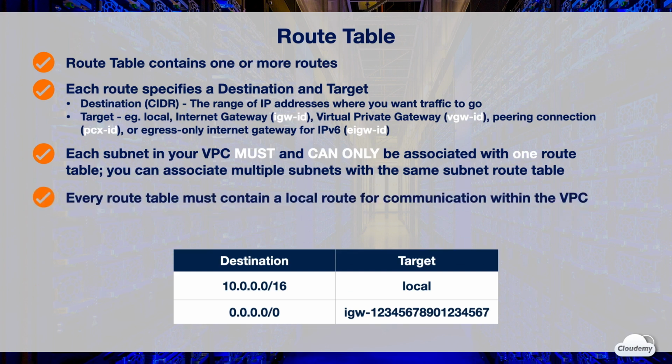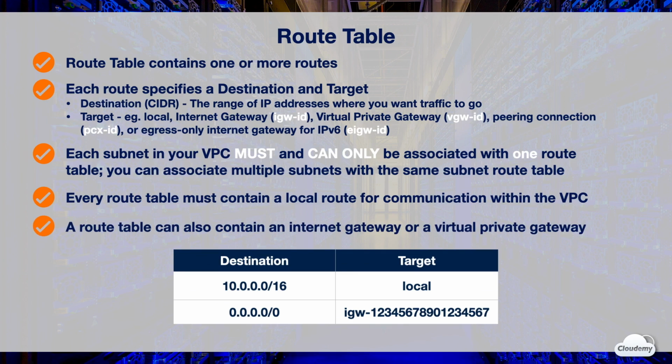Every route table contains a local route for communication within the VPC. This route is added by default to all route tables. You cannot modify or delete local routes in a subnet route table or in the main route table. You can optionally associate a route table with an Internet Gateway or a virtual private gateway. When a route table is associated with a gateway, it's referred to as a gateway route table. This enables you to specify routing rules for inbound traffic that enters your VPC through the gateway. In this example, we have a local route that covers any traffic destined for a target within the VPC, and an all-zero route for IPv4 Internet traffic that points to an Internet Gateway.